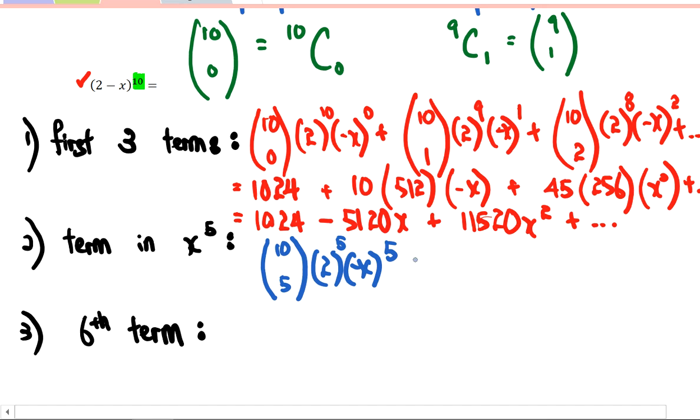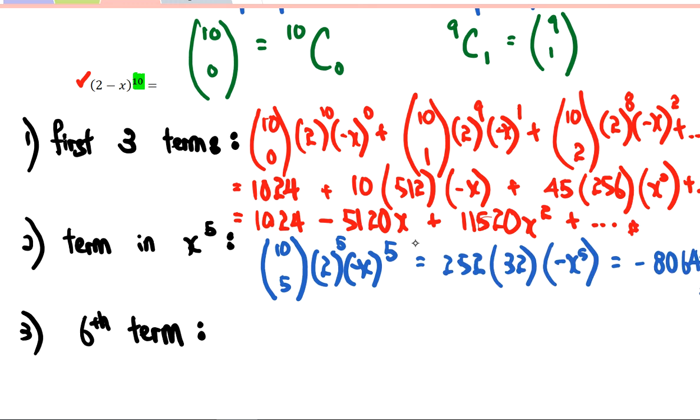So your job is to evaluate the answer now. As you can see, if I want the term x to the power of 5, I only have one set of brackets, and take note of the power of 5 for x and evaluate the final answer.